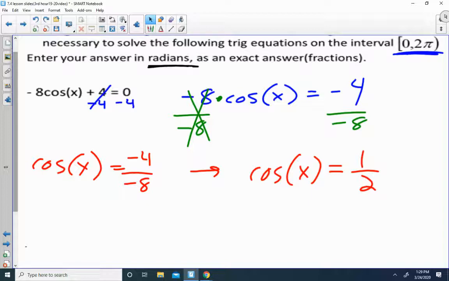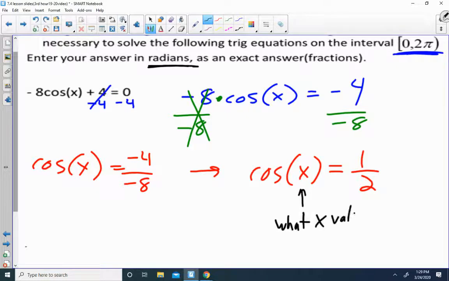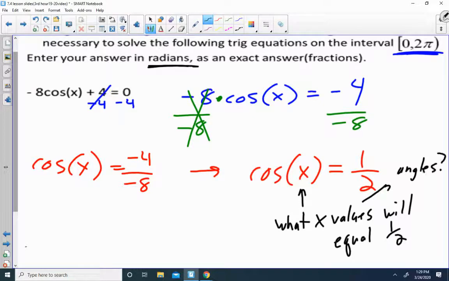So our main objective, we need to ask ourselves, what x values will equal 1/2? Or more specifically, not what x values, we want to find what angles will give 1/2. Will it be 30 degrees? Will it be 90 degrees? We don't know, not yet. But we can take a look at our unit circle and find out.